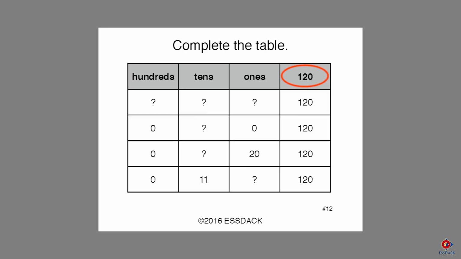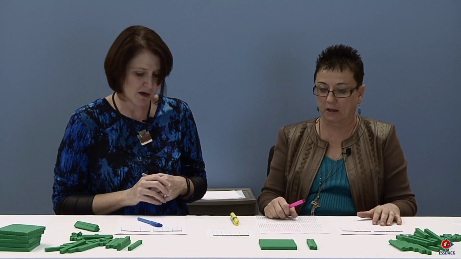So this time our number is 120. Yay, I get to do that one. Okay. 120 is 1 hundreds flat and 2 10s, and I don't have any 1s. So it'd be a 1, a 2, and a 0 in my chart.